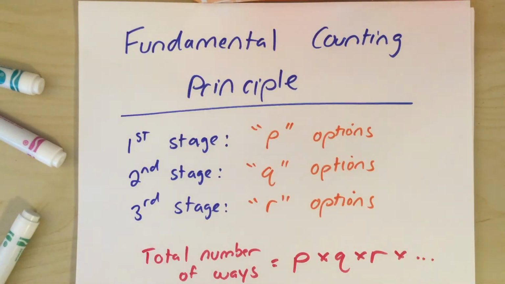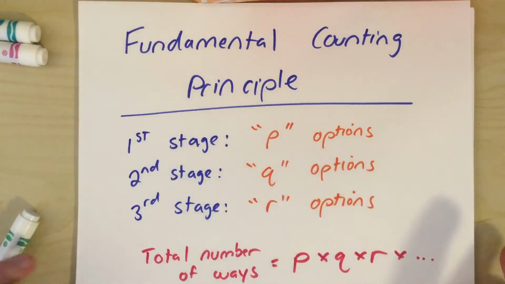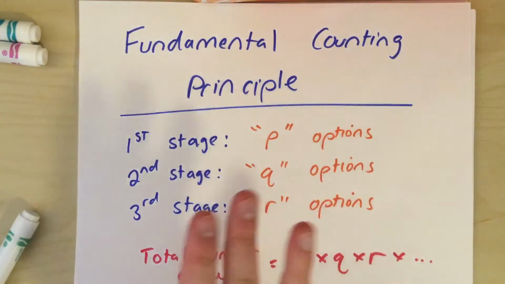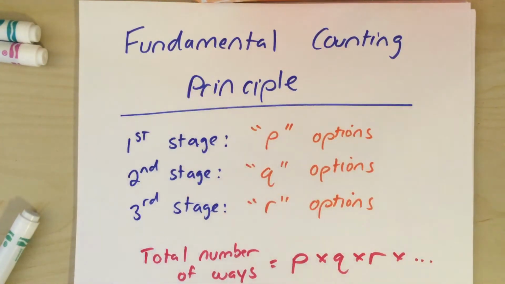Now, sometimes there's a theory called the fundamental counting principle. And I think it's better just to think of things in terms of a tree diagram, but I'm going to describe it anyway in case you come across it. So the idea is that you think of each stage in a tree diagram as a stage. So when we had, for example, let me find one of my tree diagrams.